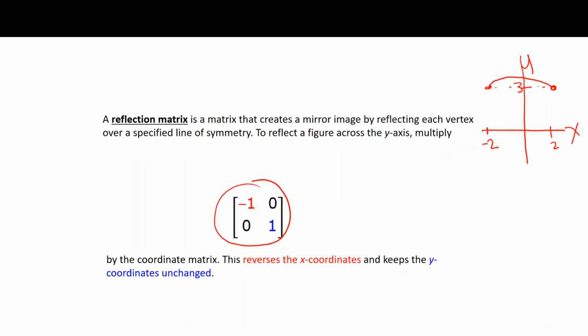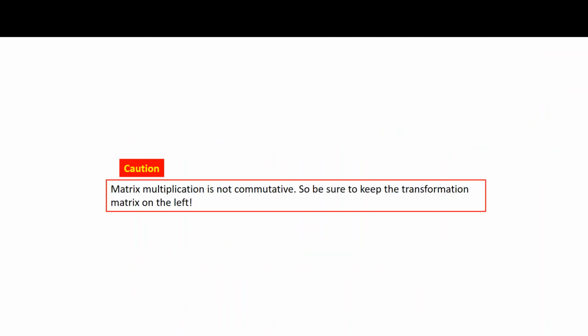by the coordinate matrix. This reverses our x-coordinates and keeps our y unchanged. Now take caution, matrix multiplication is not commutative, so be sure to keep the transformation matrix on the left. What that's saying is we know that 2 times 3 is equal to 3 times 2, but in matrix multiplication, that's not true, so you have to keep it in order, just like when you're doing subtraction, 2 minus 5 is not equal to 5 minus 2. It's the same kind of thing.